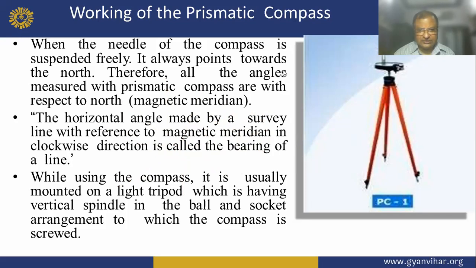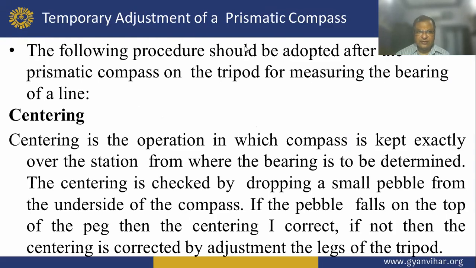While using the compass, it is usually mounted on a light tripod, which has a vertical spindle in a ball and socket arrangement with a compass screwed on. The following procedure should be adopted after fixing the prismatic compass on the tripod for measuring the bearing of a line. So first, what you will do? You will do, my dear boy, centering.